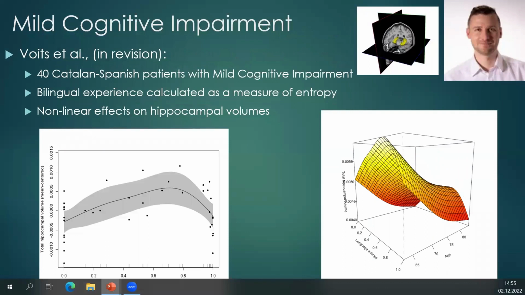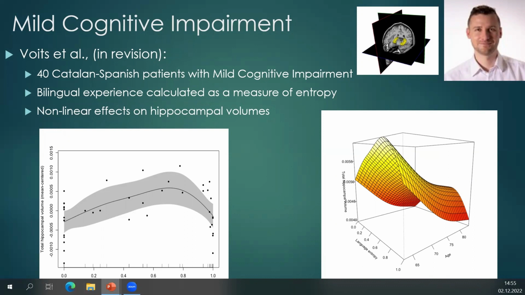In a subsequent study, we looked at patients with mild cognitive impairment. So this is a condition that is a precursor to Alzheimer's disease, right? And again, we focused on the hippocampus because it's one of the structures you'd expect to see pathology in MCI, especially Alzheimer's disease. So in this case, we have 40 Alzheimer's patients with MCI. 40 doesn't sound like a big number when you're talking about patients with this condition.